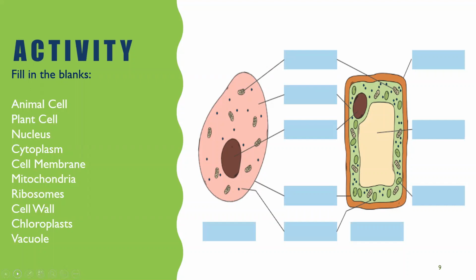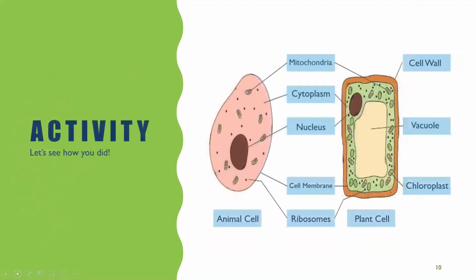Okay, perfect. Hopefully you paused that video and hopefully you're fairly confident on the different labels. So let's have a look over them and see if you've got them right. So there we have the mitochondria, the cytoplasm, the nucleus, the cell membrane and the ribosomes, which are the similarities between animal cells and plant cells. And we also have the cell wall, the vacuole and the chloroplast. I hope you did well. If not, feel free to look back through the video and just go over anything that you may have struggled with.